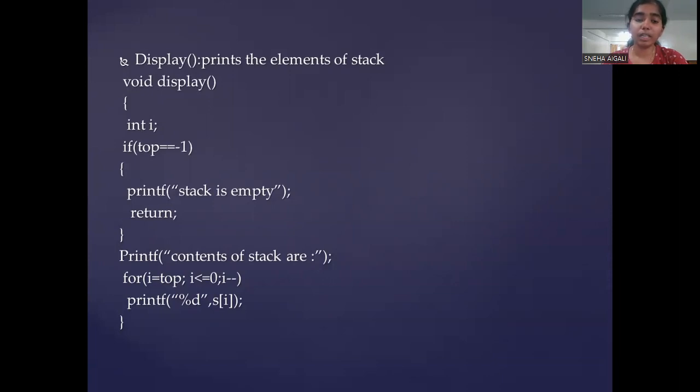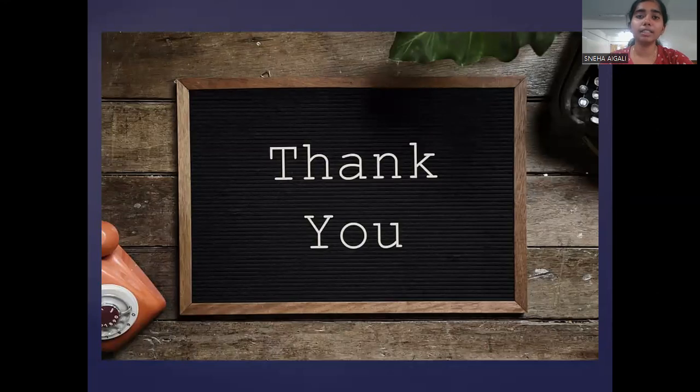Then we assign a for loop, that is initially i is equal to top. The value of i should be greater than or equal to 0. And we go on decrementing the value of i, because now the top is at the highest position, so we have to start from top and decrement. After that, we print the items, that is %d, comma name of the stack, within the braces i. So well, this was all about stacks, its implementations and operations. Thank you.